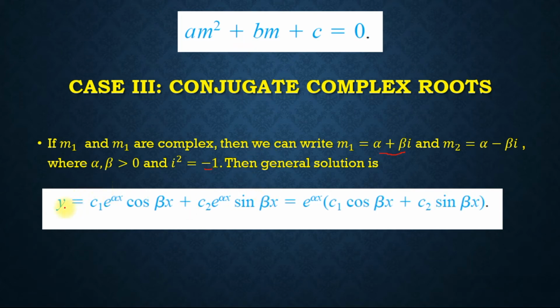Will be this function, guys. y equals c1 e to the power alpha x cosine beta x plus c2 e to the power alpha x sine beta x. Okay, so since here we have e to the power alpha x, you can take it out, collect by e to the power alpha x, then you have c1 cosine beta x plus c2 sine beta x, and this function will be the solution of your differential equation.